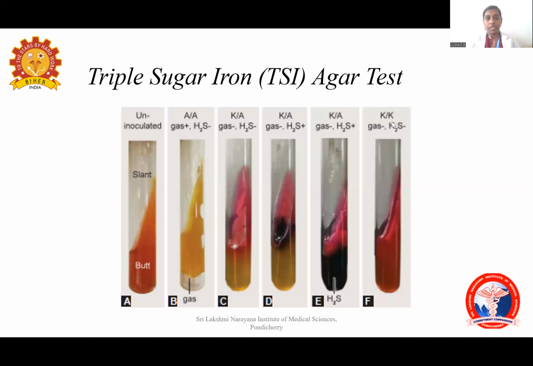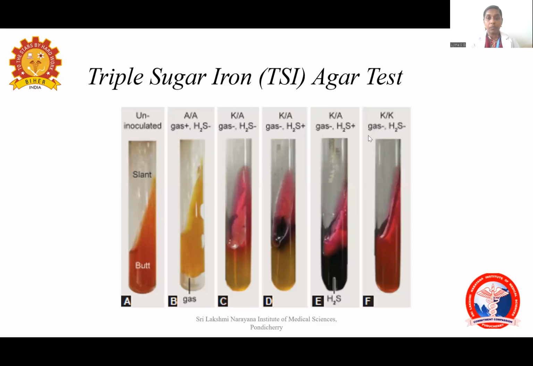So we'll start from here. K by K, no gas, no H2S. K by K means it is a fully alkaline reaction, which means there is no fermentation of sugars by this organism. The organism that you have inoculated in this tube is not able to ferment either glucose, lactose, or sucrose. That is why the whole media is appearing as alkaline. So K by K, no gas, no H2S.